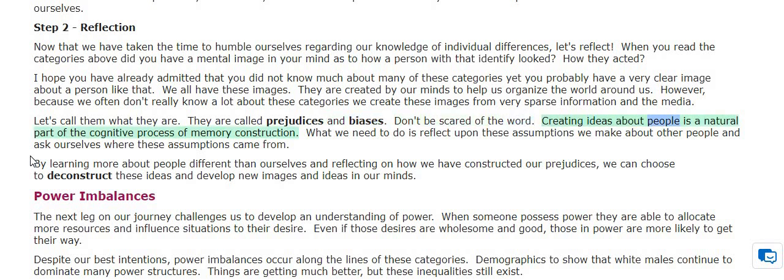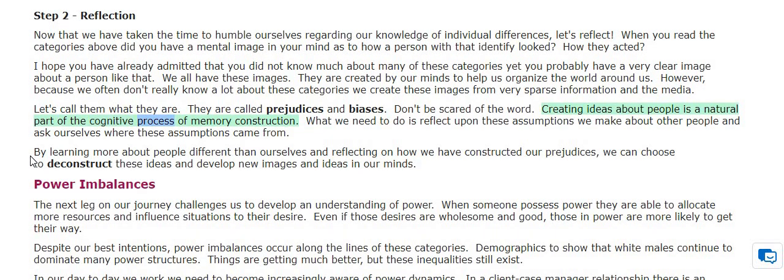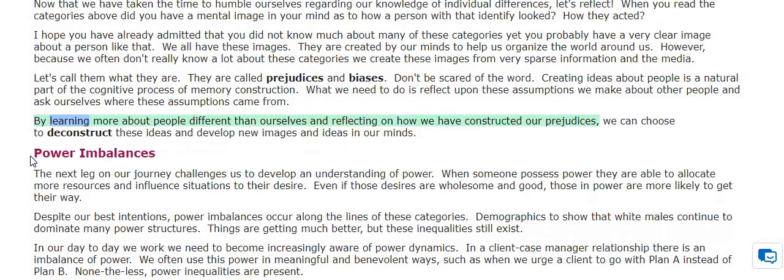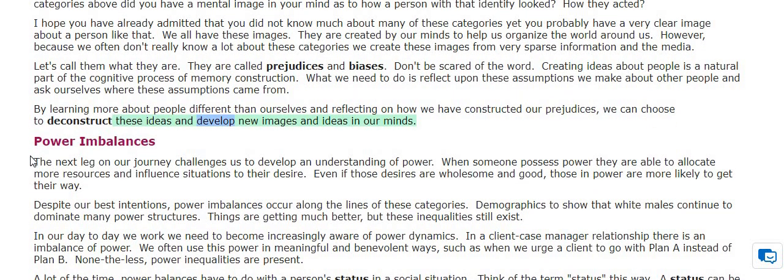Creating ideas about people is a natural part of the cognitive process of memory construction. What we need to do is reflect upon these assumptions we make about other people and ask ourselves where these assumptions came from. By learning more about people different than ourselves and reflecting on how we have constructed our prejudices, we can choose to deconstruct these ideas and develop new images and ideas in our minds.